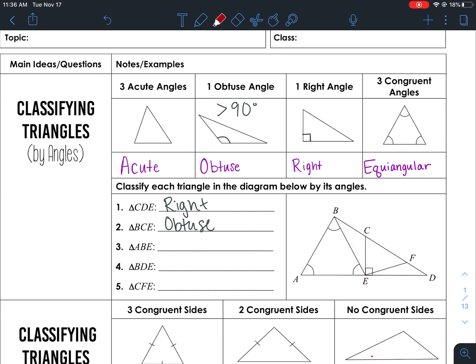All right, next we have ABE. We can see that all of our angles have this symbol, which means they're all equal. So this is an equiangular. All right, next we have BDE. So B to D to E. Well, this angle right here is clearly greater than 90, so this one's going to be an obtuse angle.